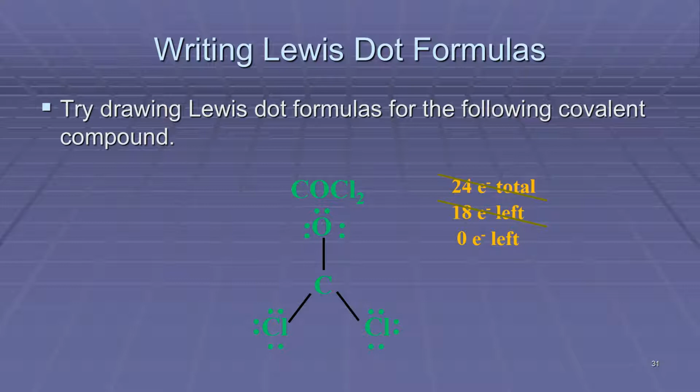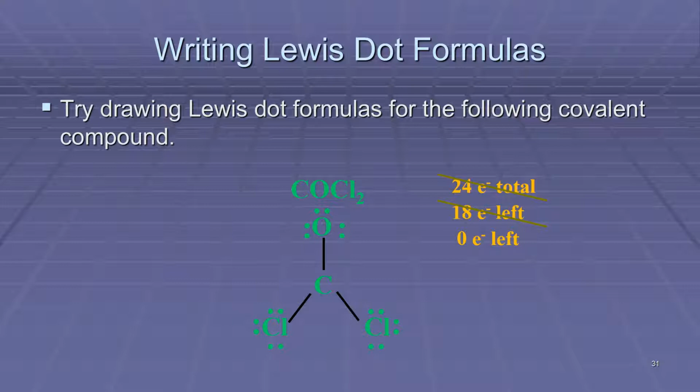You always want to double check that everybody, especially the center, has its 8 electrons. And in this case, you can see carbon only has 6. Now, I can't come and stick 2 more on carbon because I don't have any more left to give. I started with 24 and I've distributed 24, so I don't have any more to give.